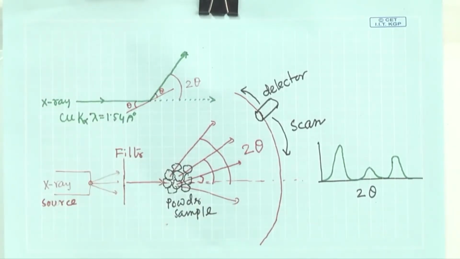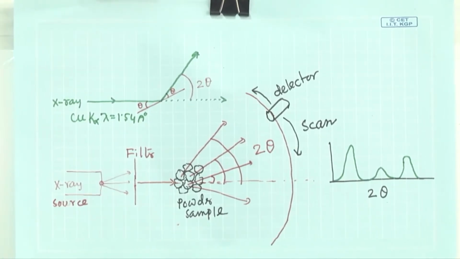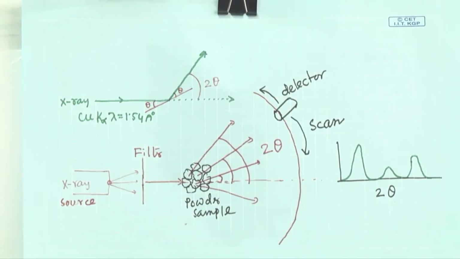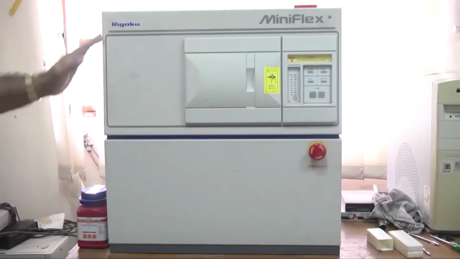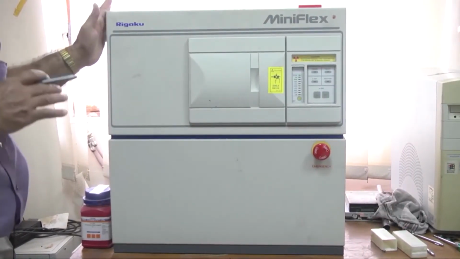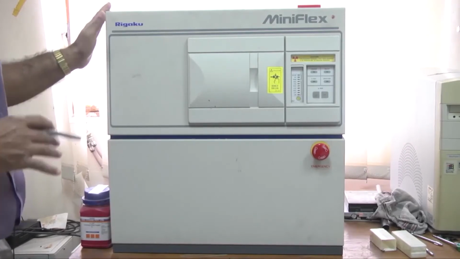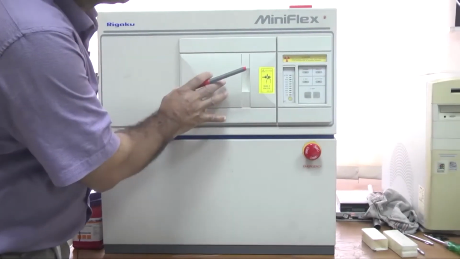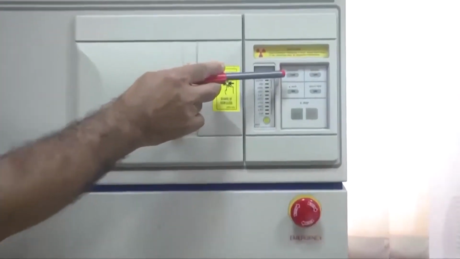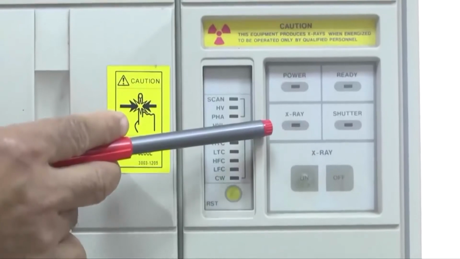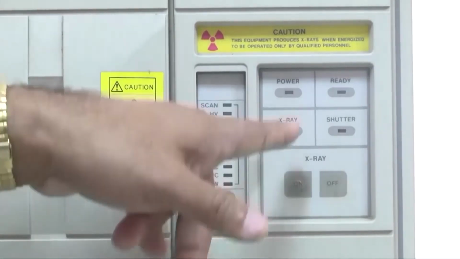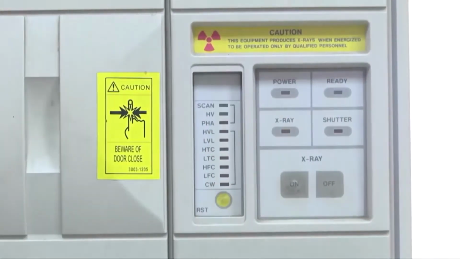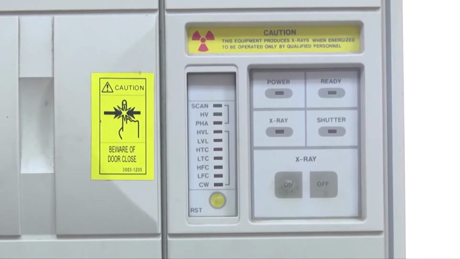So, now I will show you our powder X-ray diffractometer. Here you can see this is the machine. We call this X-ray machine an X-ray diffractometer. Here it is written power, X-ray, shutter, on, off. So, from outside itself you can see whether X-ray is on or not, whether X-ray is produced.